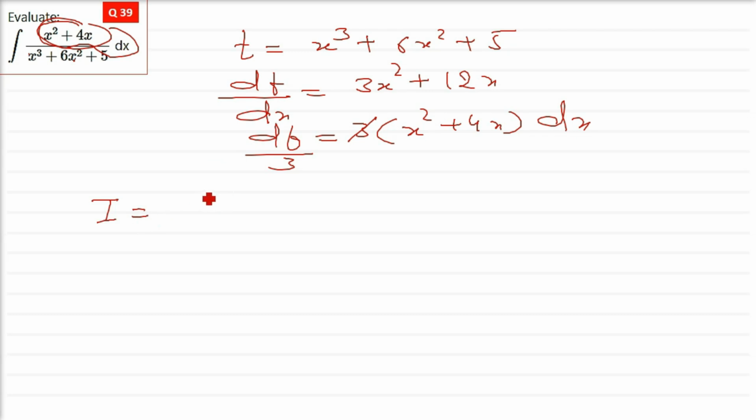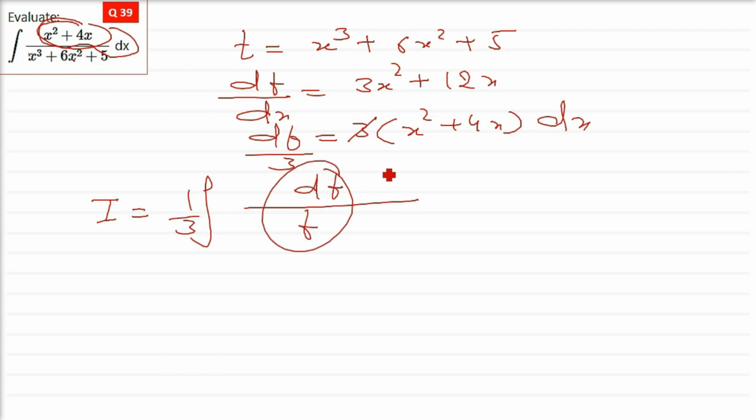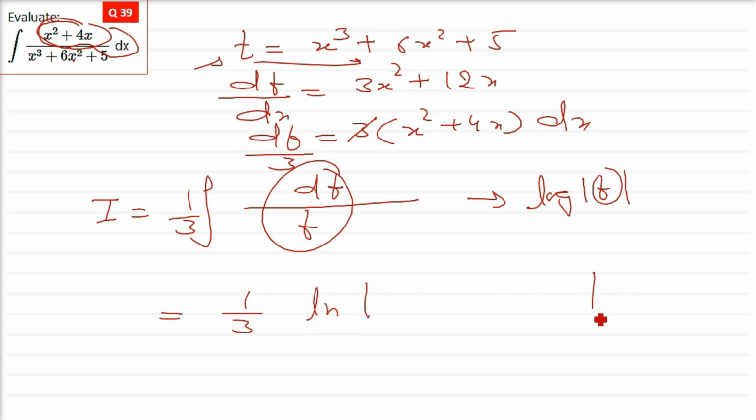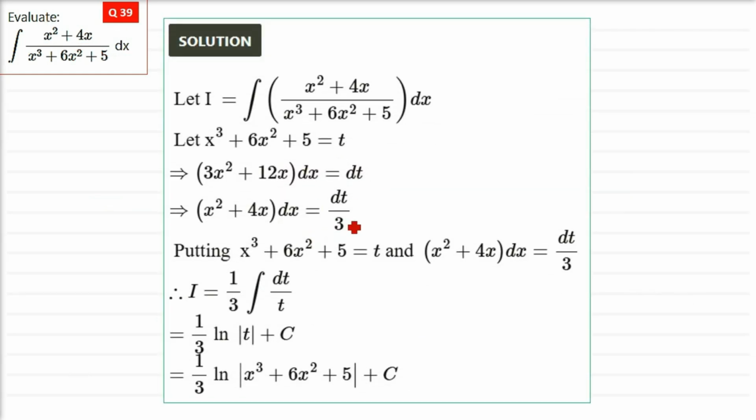So this integration will be the integration of dt by 3. 1 by 3 goes out. The denominator x cube plus 6x square plus 5 can be written as t. Dt by t is simply the log modulus of t. T was earlier taken as x cube plus 6x square plus 5. So we'll just replace t by this term and the final answer will be written. So 1 by 3 ln, log base e, modulus of x cube plus 6x square plus 5, plus a constant of integration. So this is your final result. So this is the reference you can use.